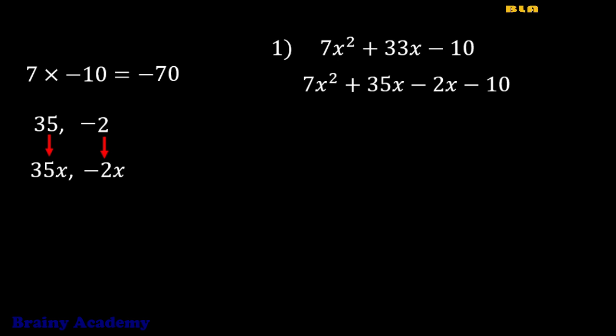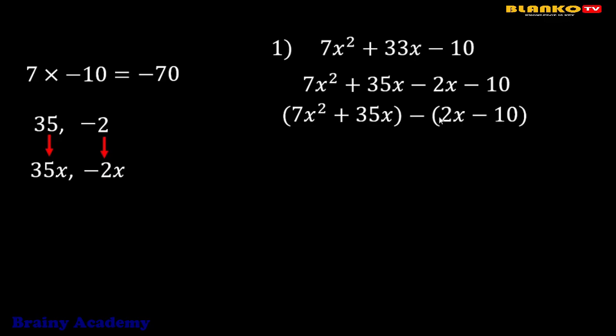So let's group the terms now. We have 7x squared plus 35x in a bracket, minus 2x minus 10 in a bracket. Now let's factorize 7x squared plus 35x, and that is going to be 7x outside the bracket multiplying x plus 5. And then let's factorize minus 2x minus 10, and that gives us minus 2 outside the bracket multiplying x plus 5.